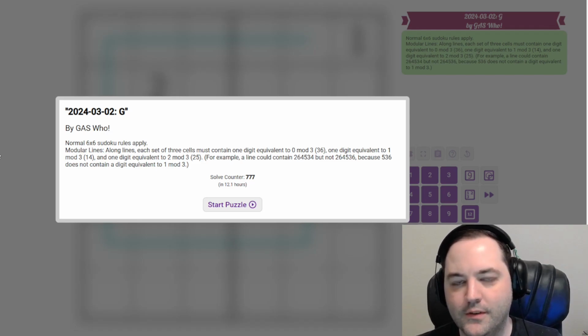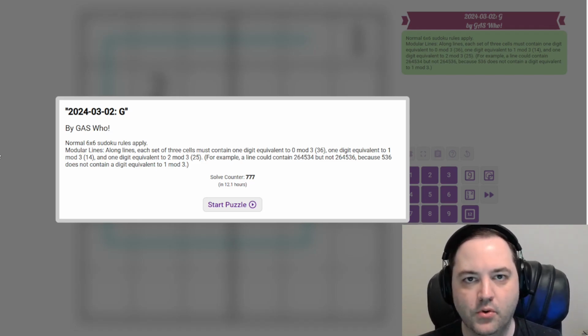Hi everyone, this is another sort of special bonus solve. I'm going to be solving 6 puzzles today. These are part of Guess Who. So these were the puzzles for March 2nd, 2024, and we were celebrating our 1000th day of GAS.